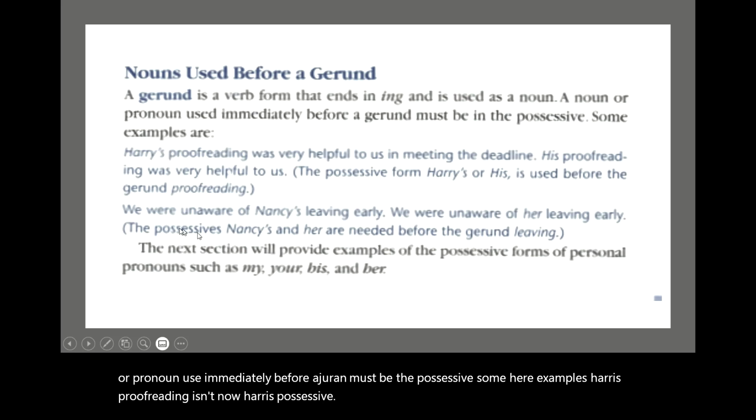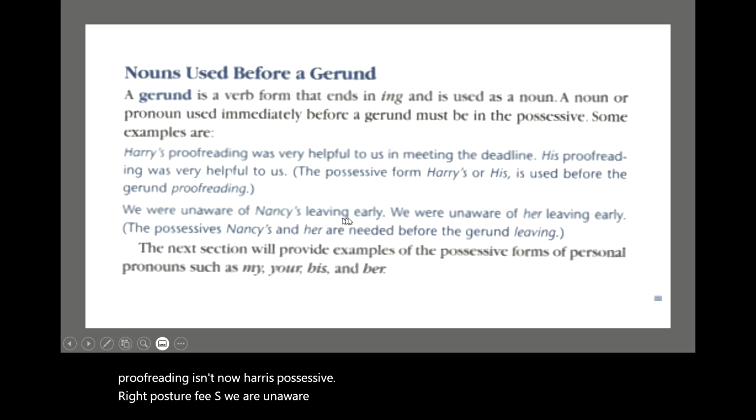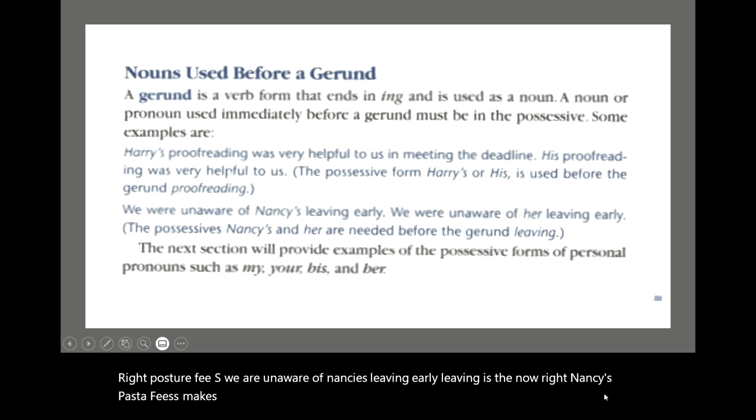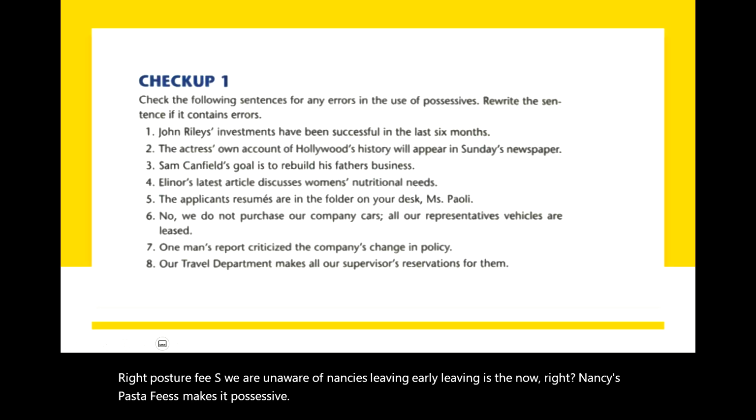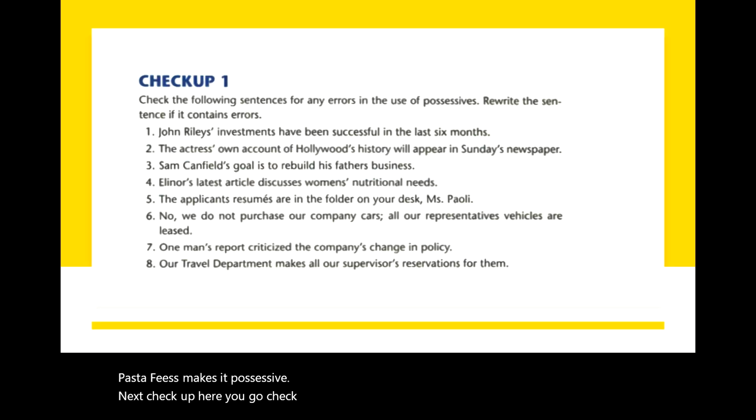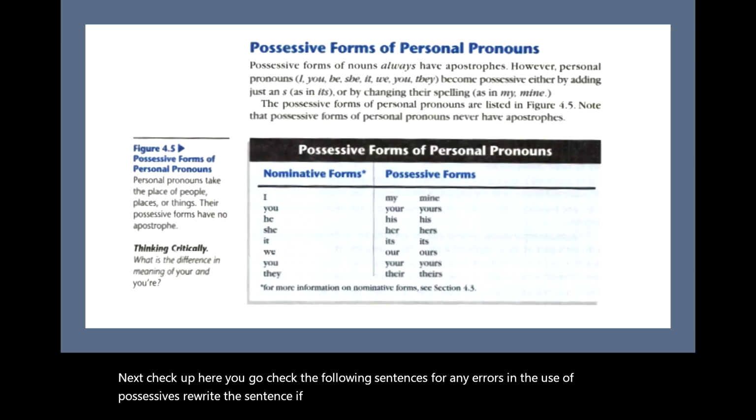Apostrophe S. We are unaware of Nancy's leaving early. Leaving is the noun, right? Nancy's, apostrophe S, makes it possessive. Next checkup, here you go. Check the following sentences for any errors in the use of possessives. Rewrite the sentence if it contains errors.